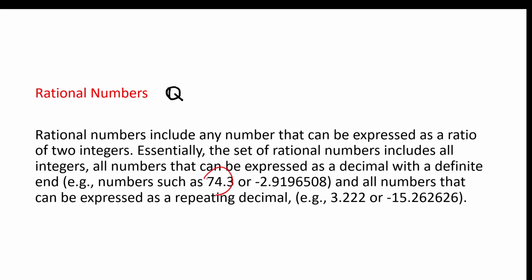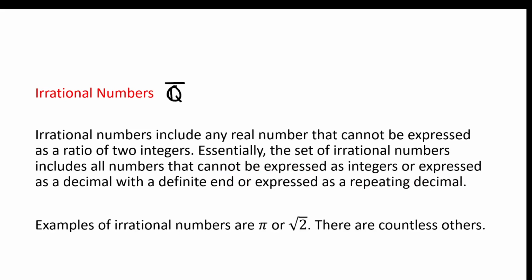So examples would include 74.3, it ends, or negative 2.9196508, it ends. However, there are other numbers that don't end but are expressible as a repeating decimal. So for instance, the number 3.222 with a repeating decimal, or negative 15.262626 with a repeating decimal on the 26. Those would be examples of rational numbers, which leads us to believe that there will also be irrational numbers.